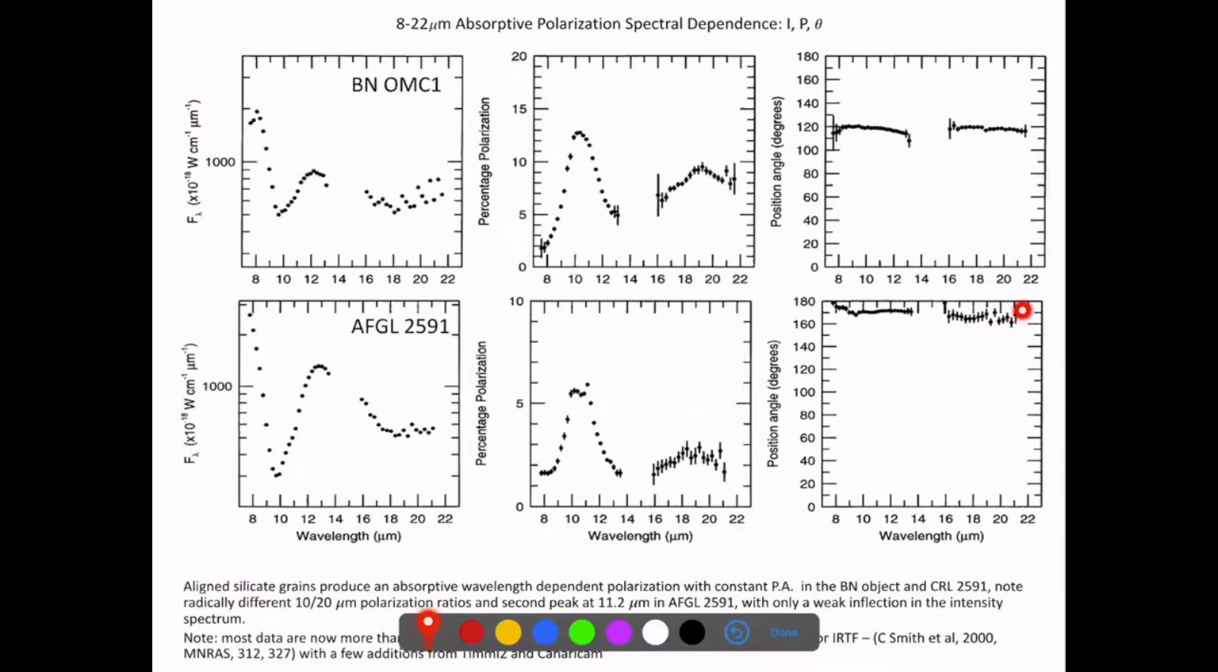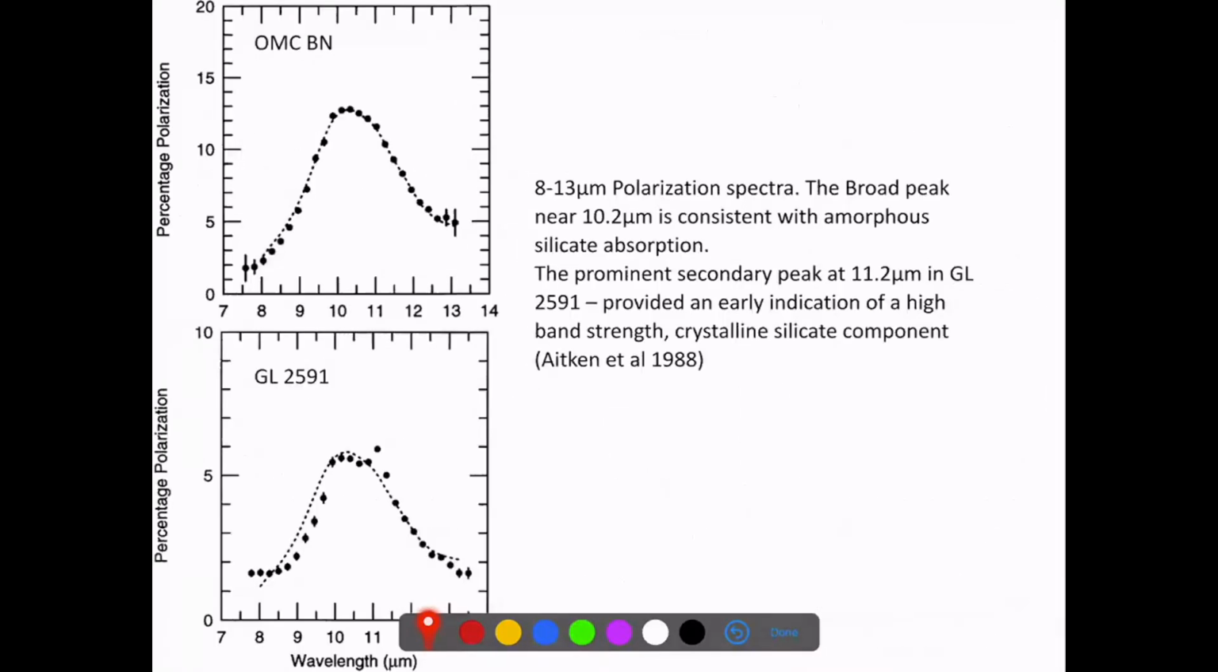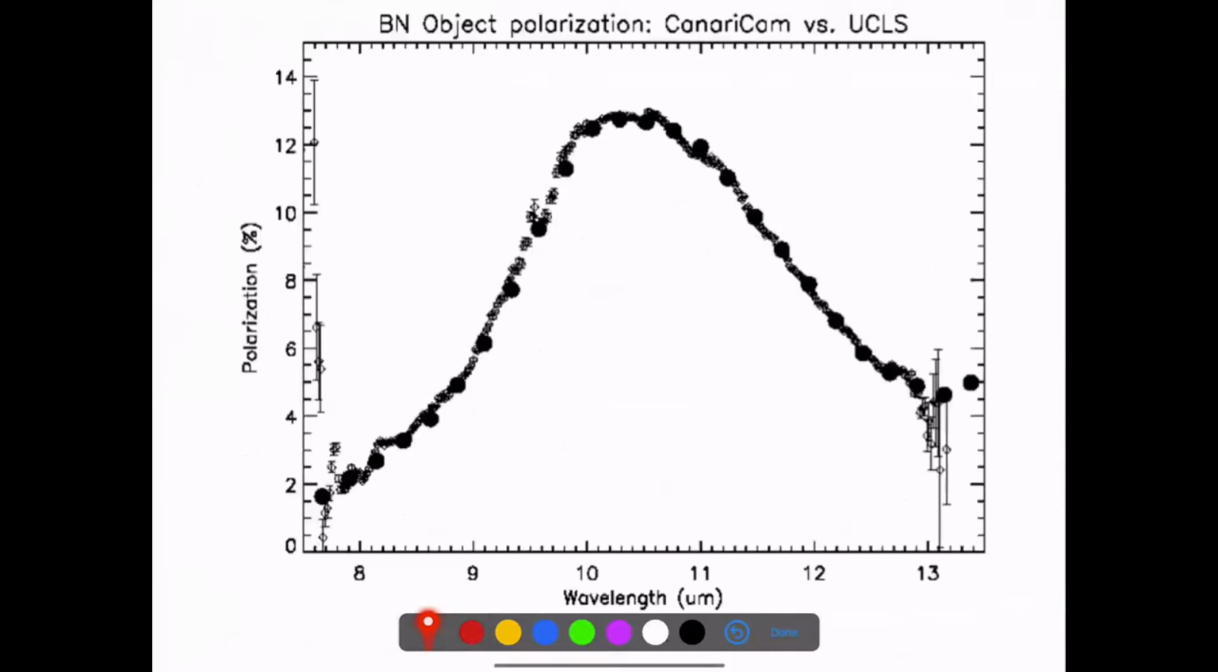If we look in more detail, here we can see the differences in the 10 micron spectra. The fact that this secondary peak is so pronounced, whilst the absorptive signature is relatively weak, tells us that the material that's producing this is of high band strength. This, in fact, was one of the first indications of the presence of crystalline silicates, which was obtained through polarimetry rather than through spectroscopy alone.